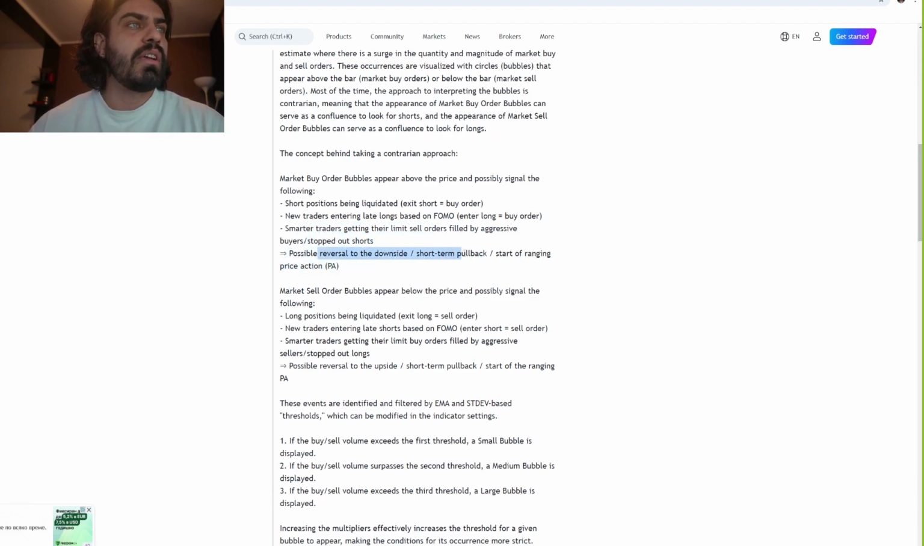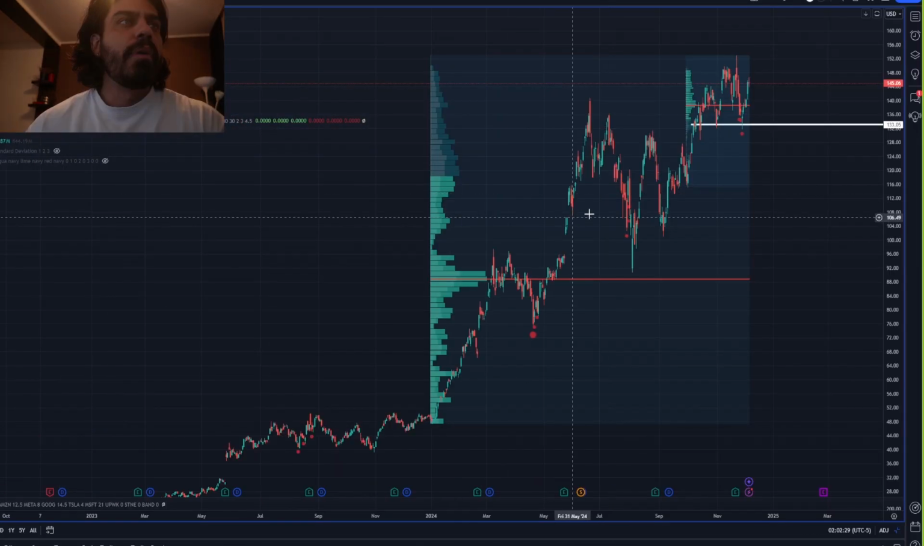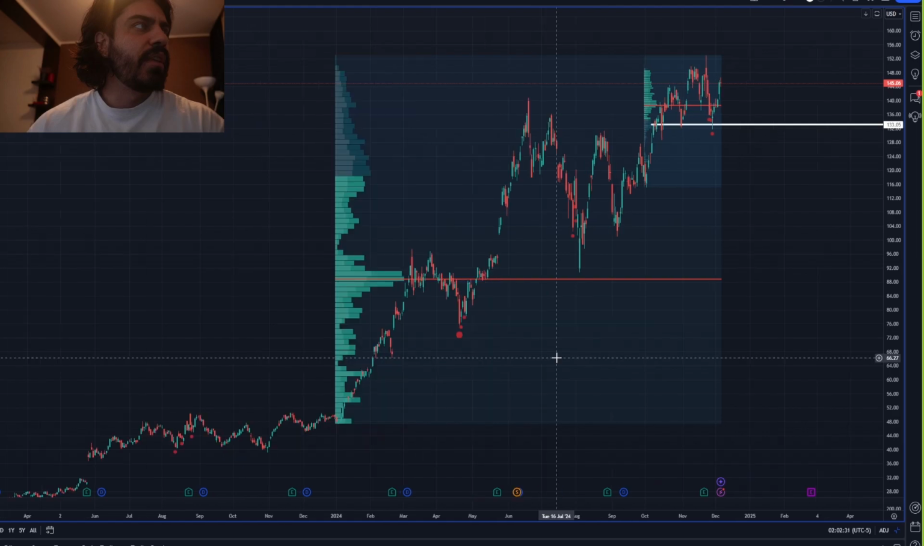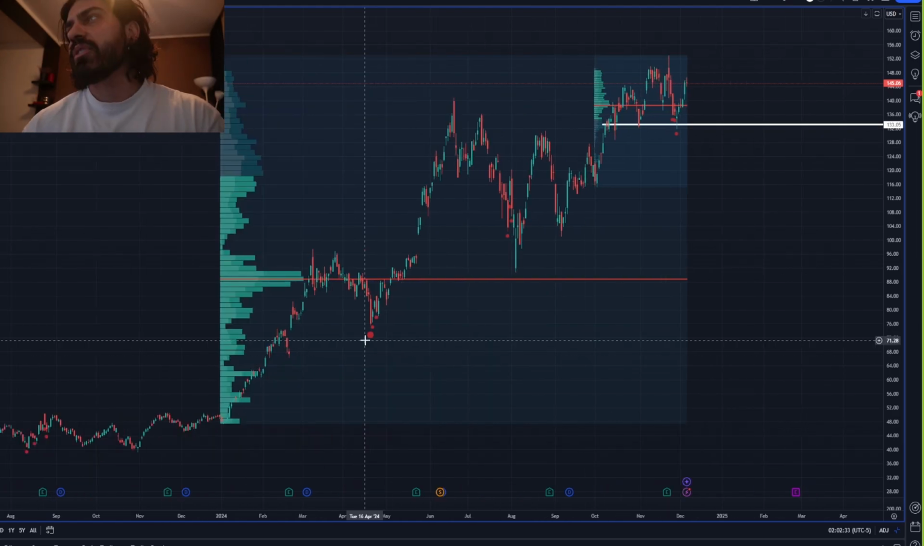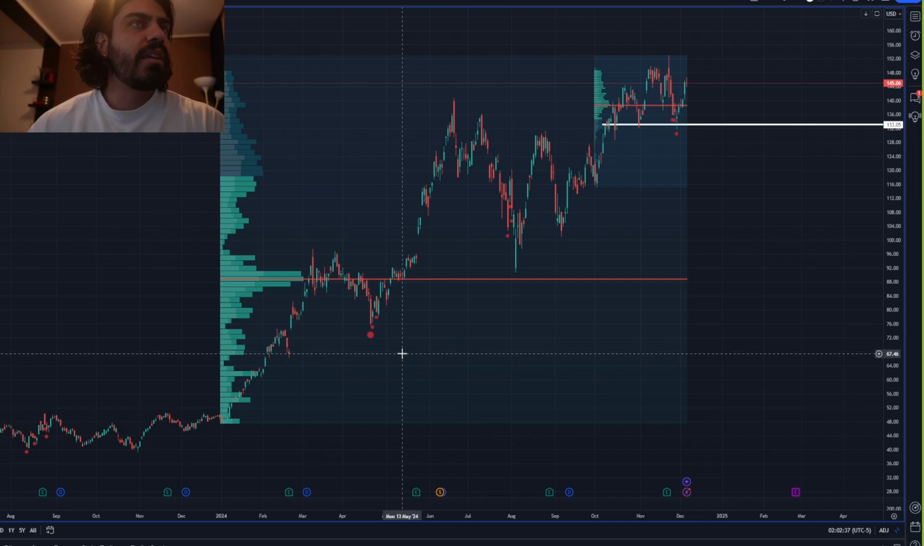Possible reversal to the downside, short-term pullback, start of raging price action, right? All this is displayed. I'm not necessarily going to dive into every single aspect. You can easily just Google this and find that. But this is what it looks like, right? These are what the bubbles look like. I did change some settings, and I'll explain why. But you can see right here, this is on NVIDIA, for example.